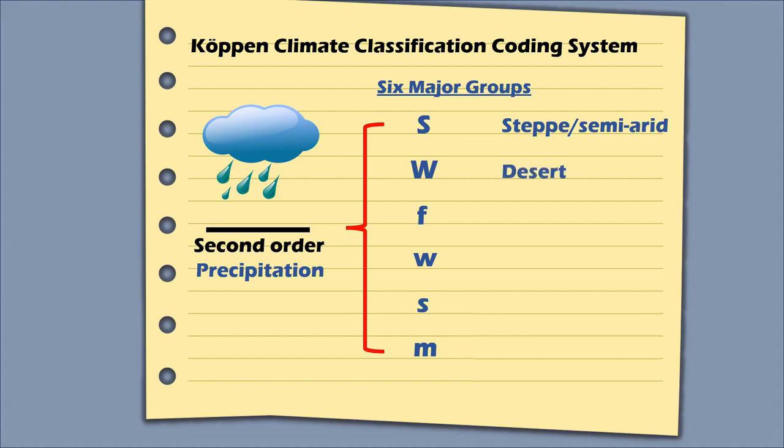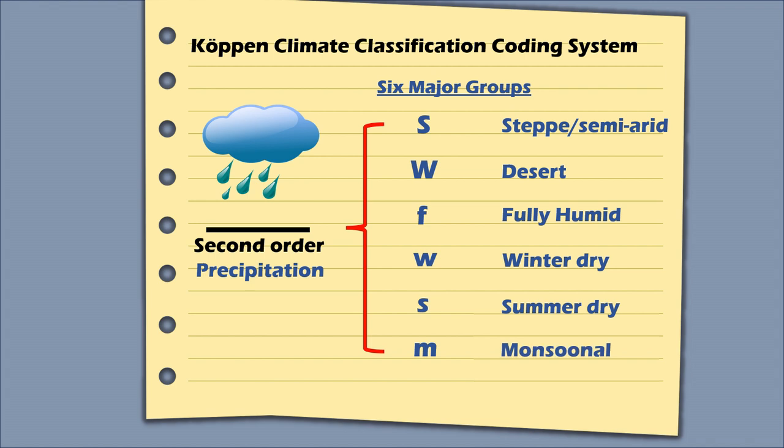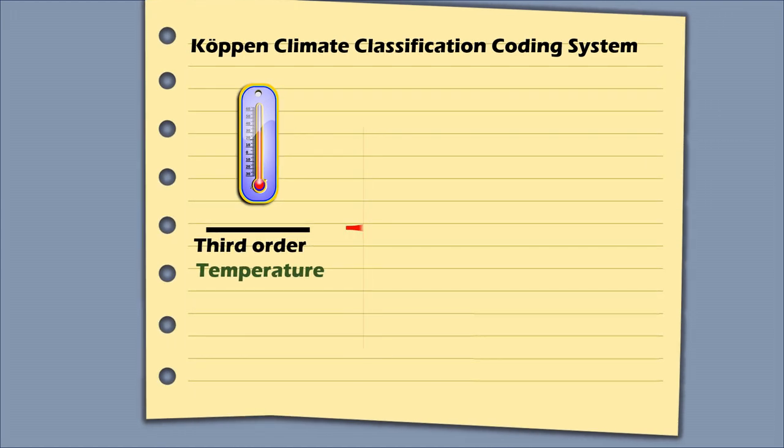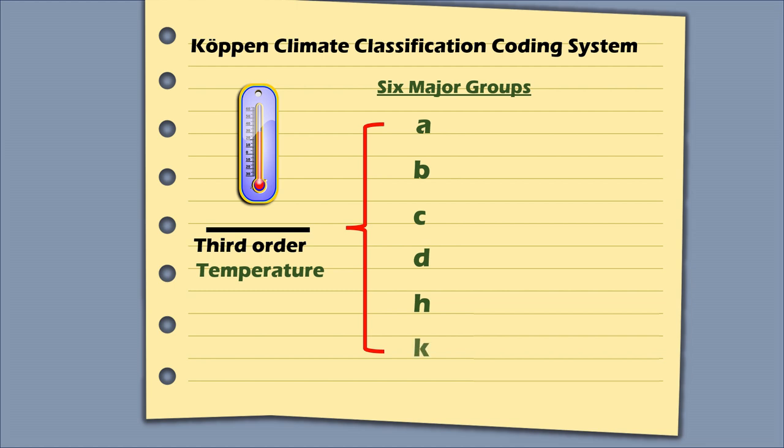Small alphabet f means fully humid, which means constantly moist, with rainfall through all months of the year. Small alphabet w is winter dry, which means a dry winter season. Small alphabet s means summer dry, which is a dry summer season. And small alphabet m is monsoonal, which means monsoon rain, a short dry season, where total rainfall is sufficient to support rainforest. The third-order letters correspond to temperature changes with 6 categories: a, b, c, d, h, and k.